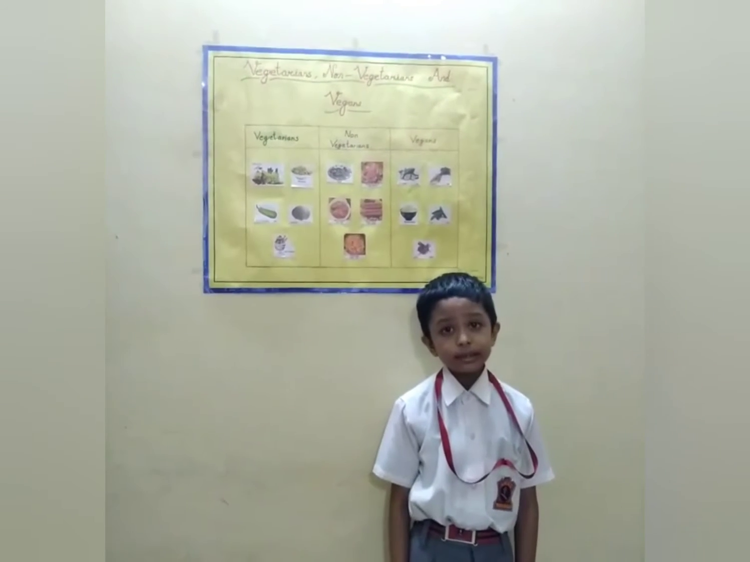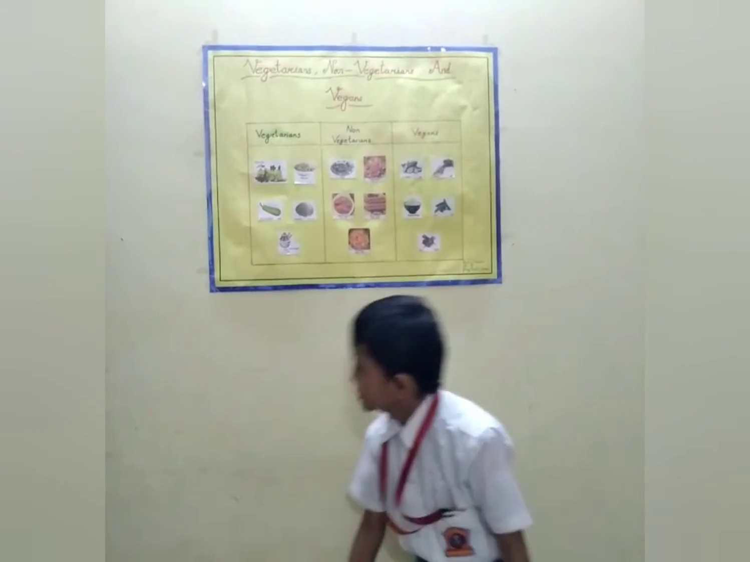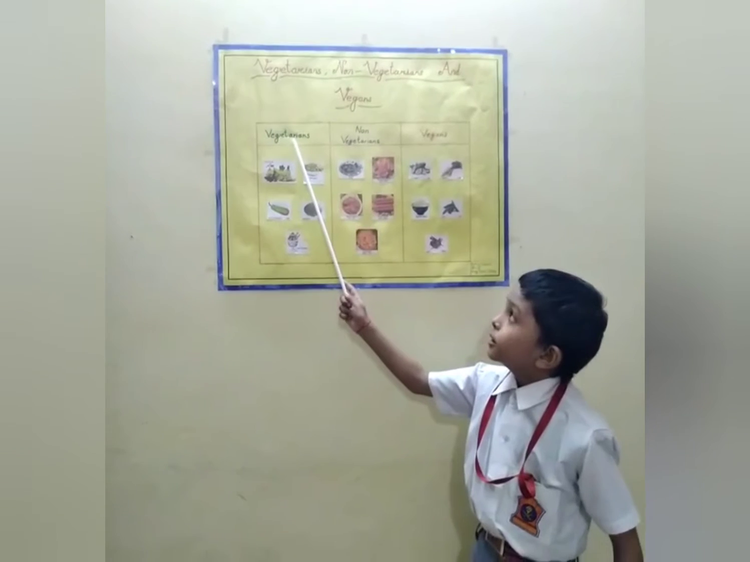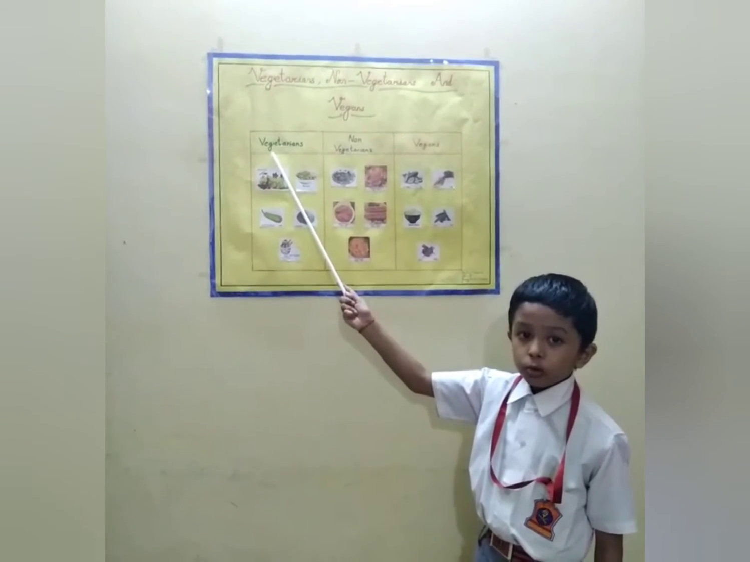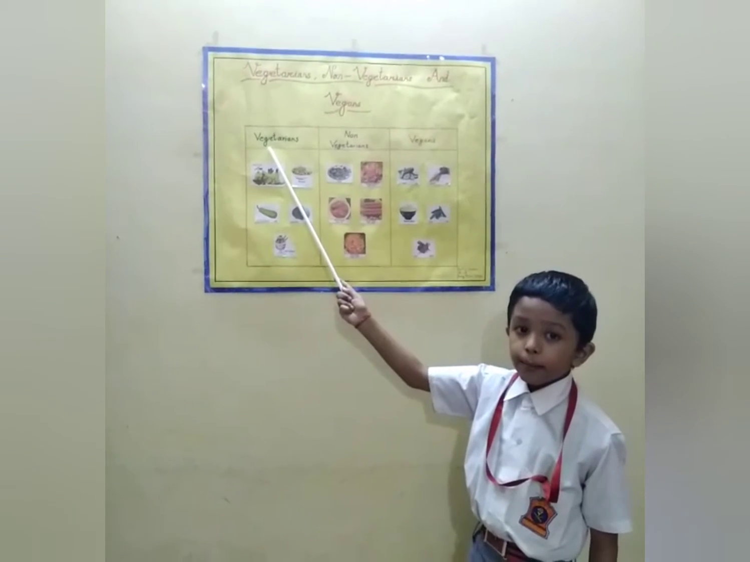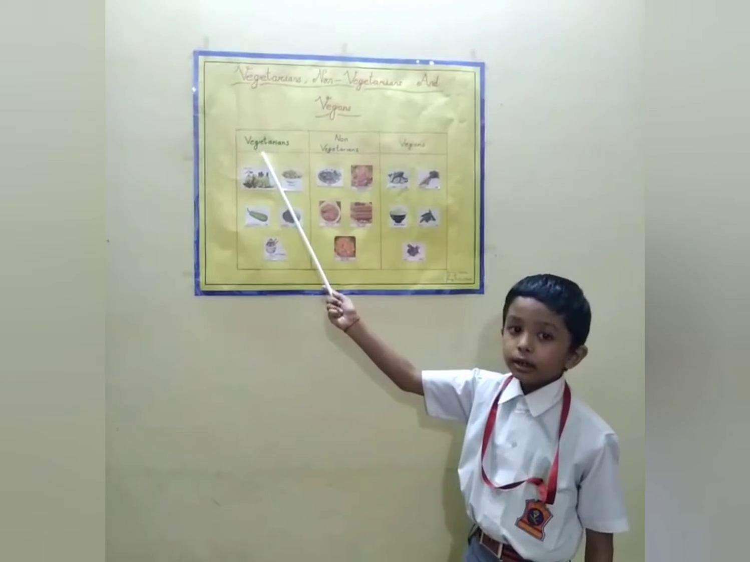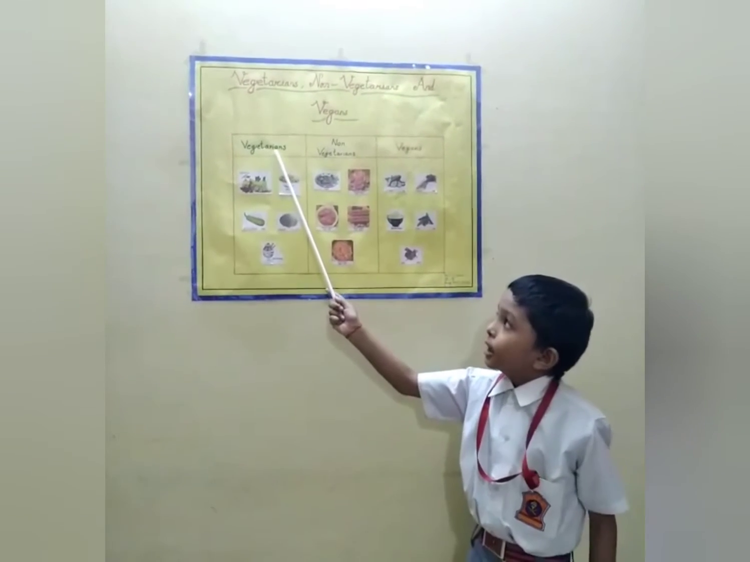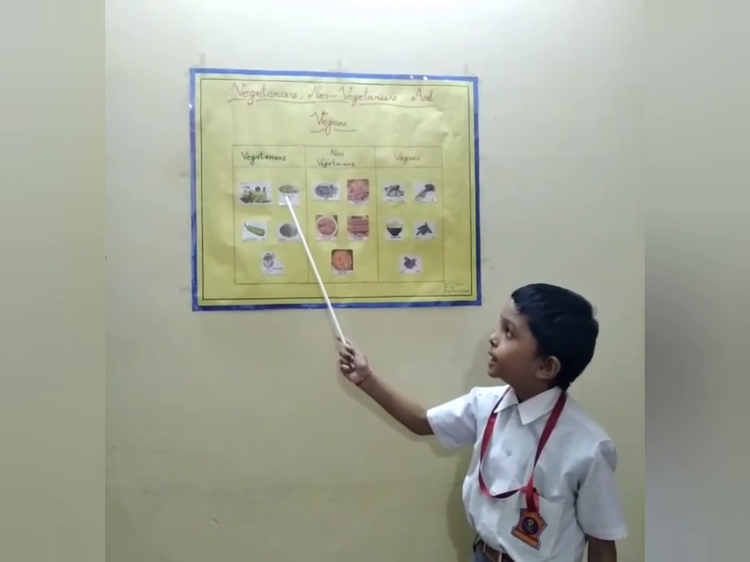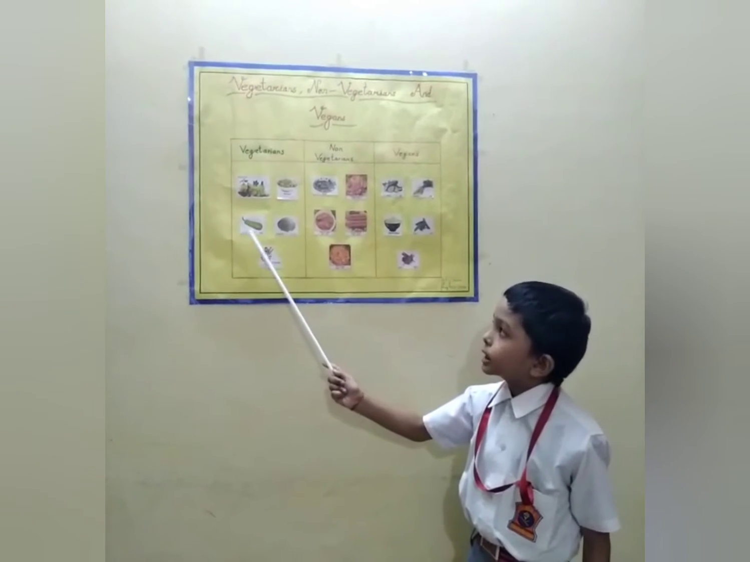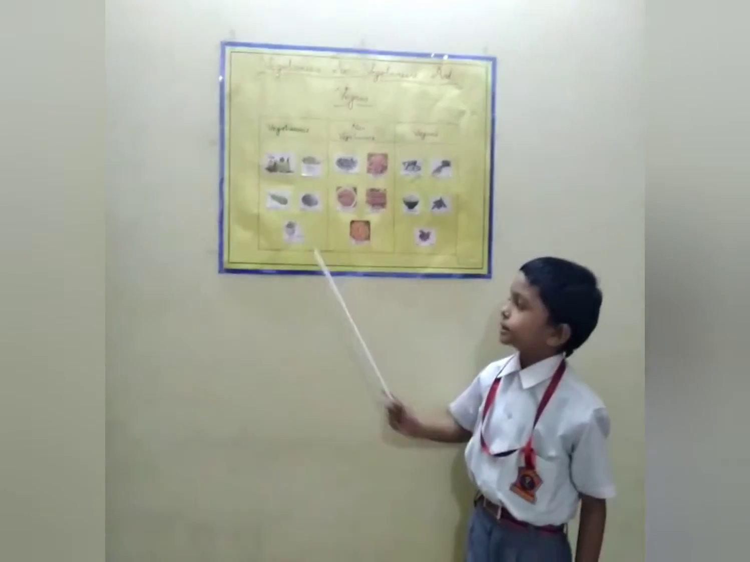Vegetarians, non-vegetarians, and vegans. Vegetarians, those people who do not eat meat and fish are known as vegetarians. Example, fruit, biryani, bottle gourd, cabbage, ice cream.